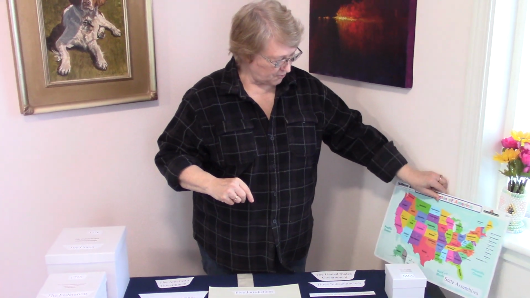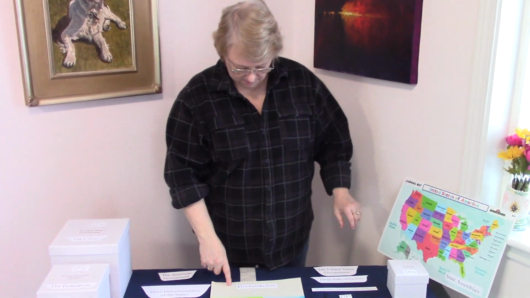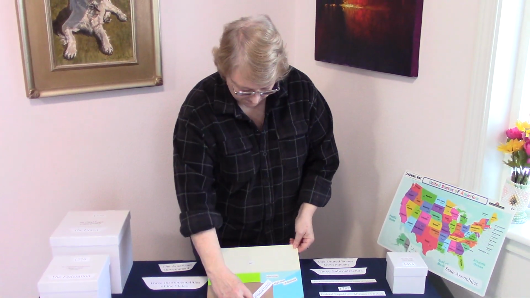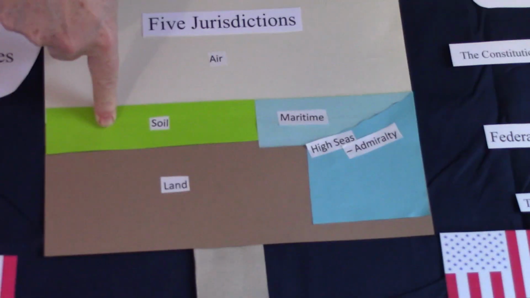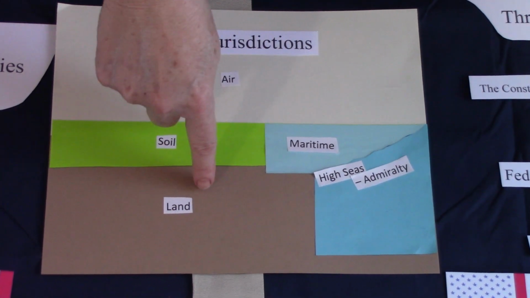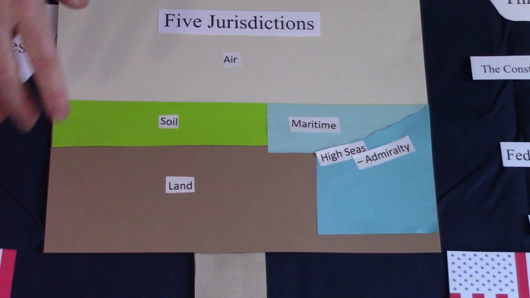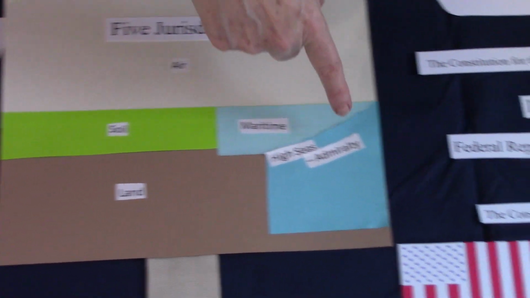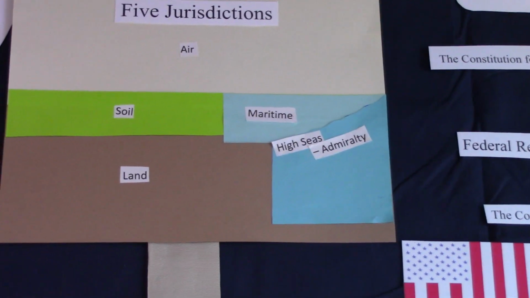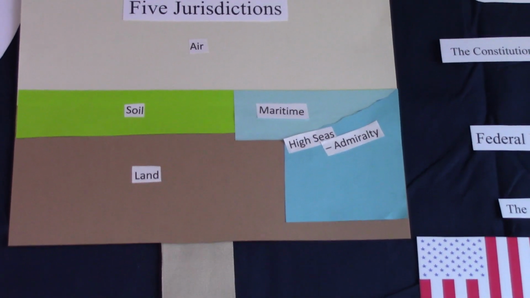So now let's bring in the jurisdictional aspects. As we learned last week, there are 5 jurisdictions. There's air, soil, maritime jurisdiction, and land underlying everything. Then we have the admiralty jurisdiction going out beyond the limitations of our boundary waters.